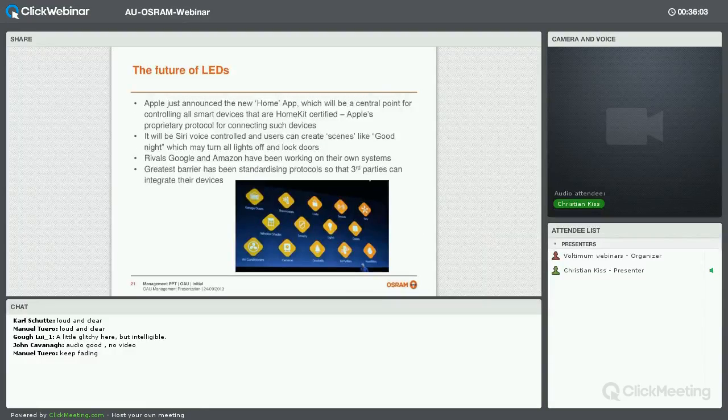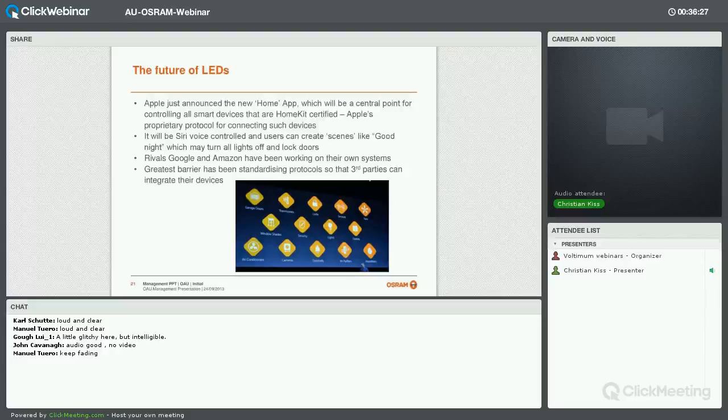So in the last couple of days, actually, Apple just announced also a big new focus on their Home app, which will be coming out in iOS 10, which is the next Apple system update, I believe. That'll be a central point for controlling all smart devices that are HomeKit certified. And HomeKit is Apple's proprietary protocol for using smart devices.